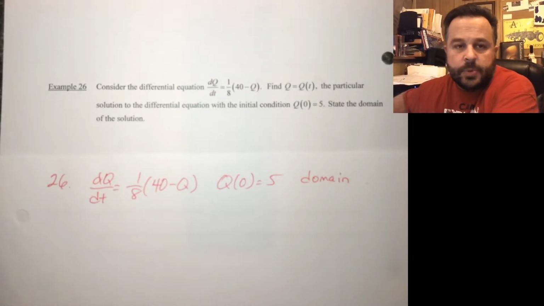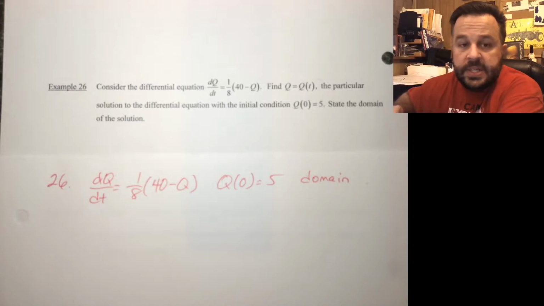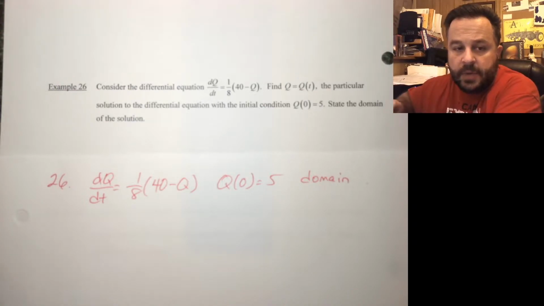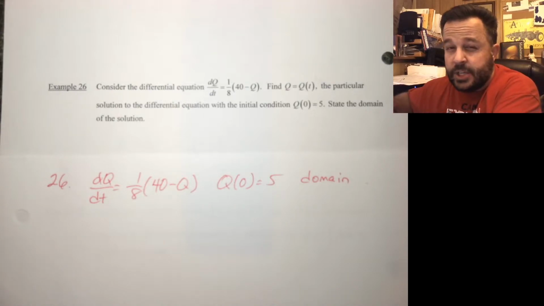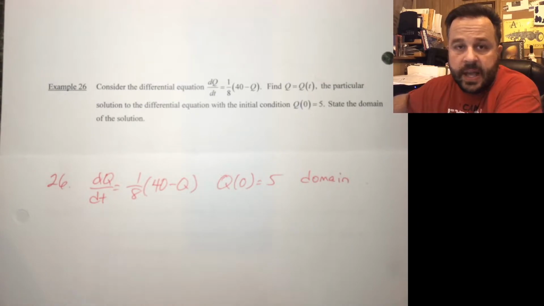Okay, so for example 26, it says consider the differential equation dq/dt is equal to 1/8 (40 minus q). In this case we're dealing with q's and t's, not y's and x's, but you just have to lock it in your mind that q takes the place of y, t takes the place of x. I have many times, just in the process of sketching out my ideas, let the q be y. I've just put y's and x's in and did it that way. But it's a good habit to get into, in the final answer, writing it back with q's and t's.